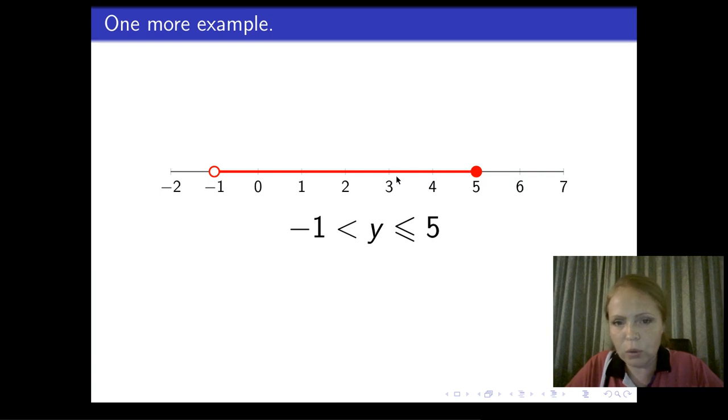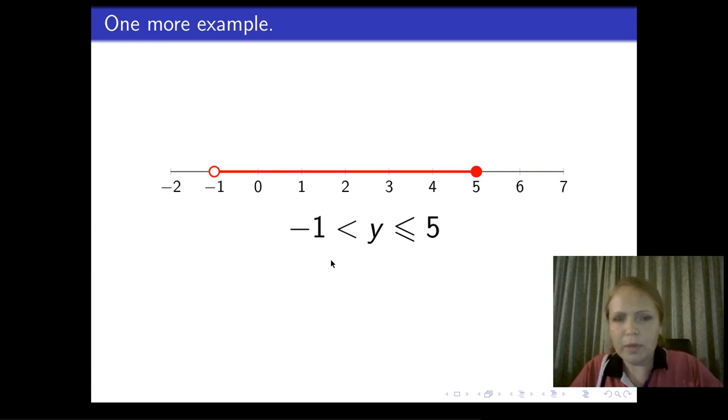So all numbers between -1 and 5 are included because y can be equal to 5. So we just shaded this short area between -1 and 5. This is the answer, the numbers which can be solutions for this inequality.